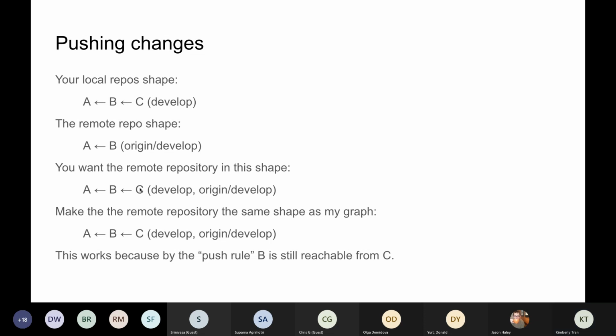Okay. So you can make the remote repository the same shape as my graph. And once you do this, you push your change. Now it's A, B, and C, and develop and origin develop point to the same thing. So you were at this shape, the repo is in this shape, and this is the shape that you want to get to. And the way you get there is you can just push your changes. And this works because by the push rule, B is still reachable from C. So that's a push that does not lose history.